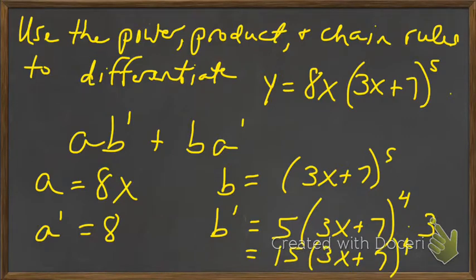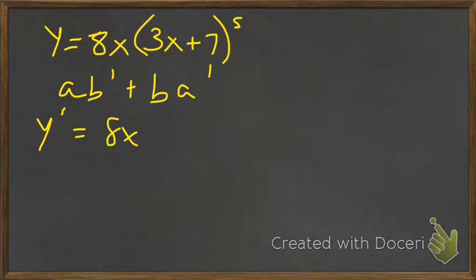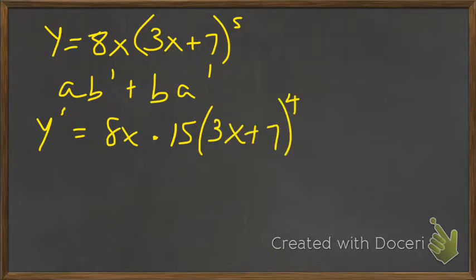So that derivative is going to be 15 times (3x + 7) to the 4th. Now that we've got those pieces, we can plug in to that product rule, this one. Okay, so that's going to be a b prime plus b a prime. The derivative will be 8x times, we said we had the derivative of b as 15 times (3x + 7) to the 4th power.